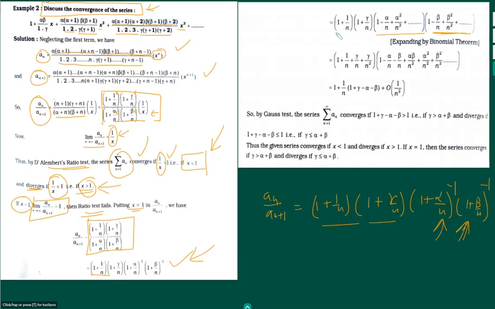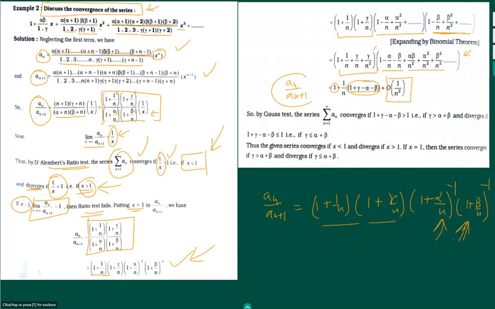Then if you multiply the first two terms, you get this, and if you multiply these two terms, you write first the terms containing 1 over n and then the terms containing 1 over n square, etc. If you multiply these two brackets, you write the constant term 1 into 1 is 1, and then the terms which contain 1 over n, which would be 1 plus gamma minus alpha minus beta, and all the other terms will have 1 over n square as common. This is the value of an over an plus 1.